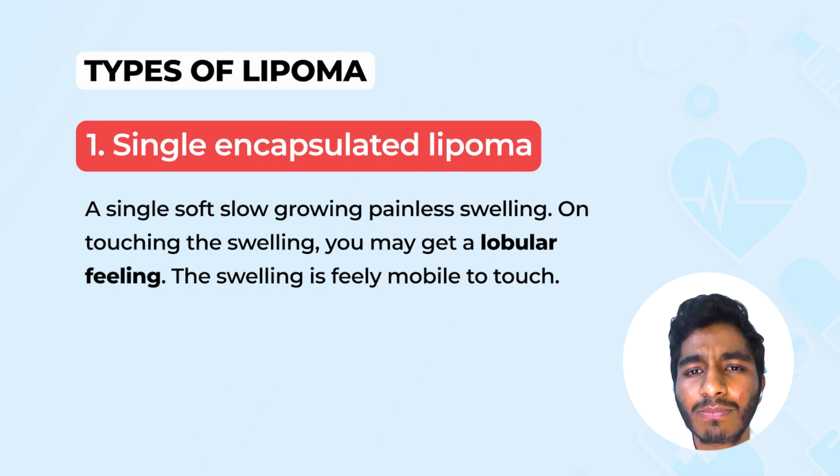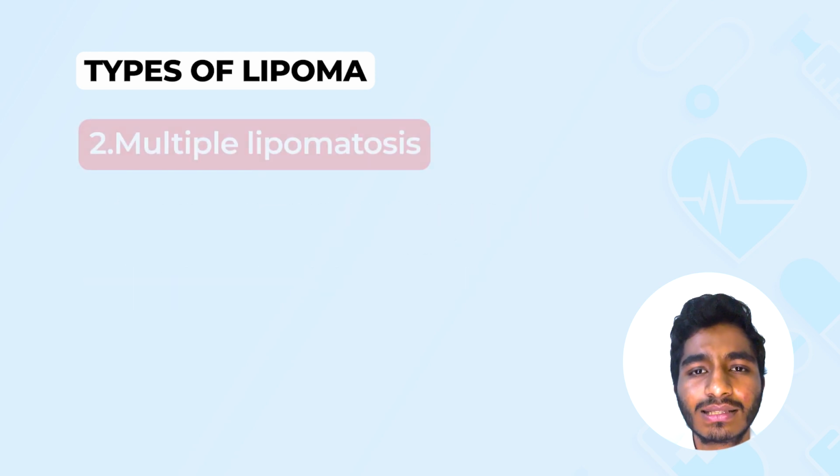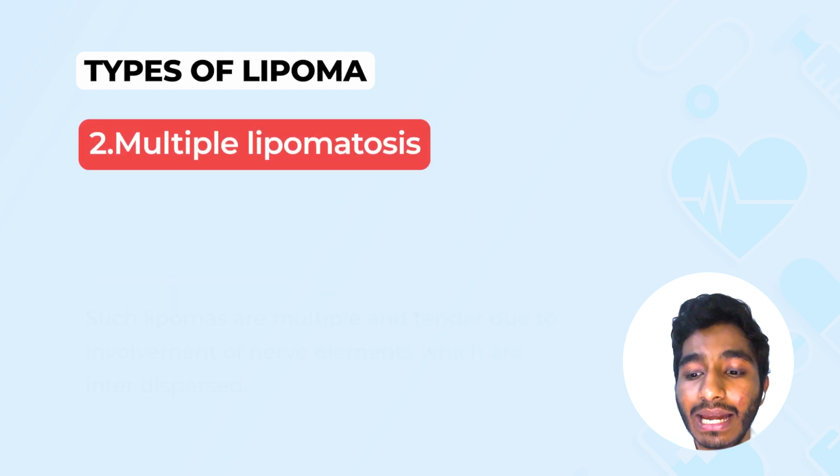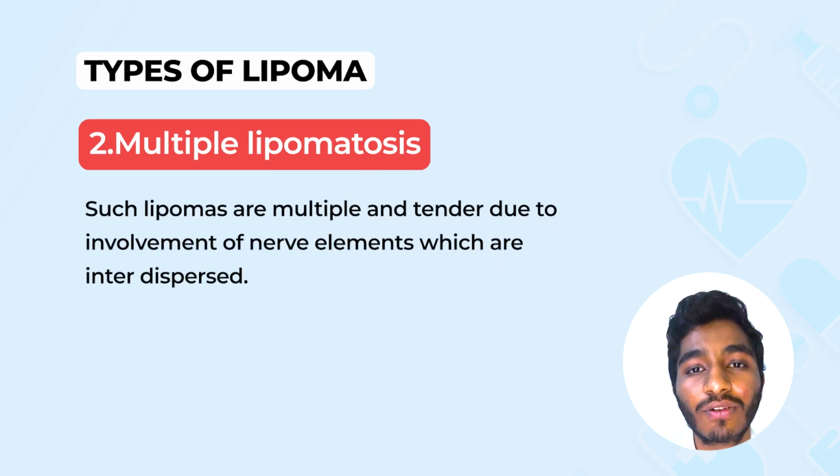The next type is multiple lipomatosis. Such lipomas are multiple and they are tender due to the involvement of nerve elements. So basically what happens is there are nerve elements interspersed within all of the fat in the lipoma, therefore leading to tenderness on palpation. Now the last part is treatment of a lipoma.